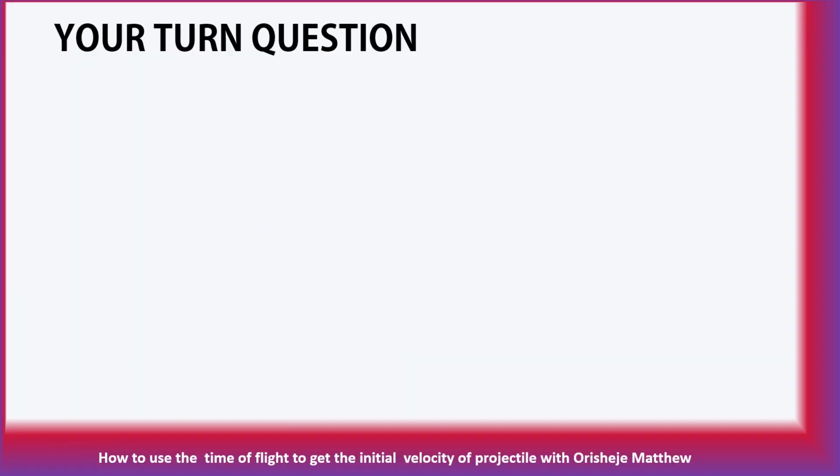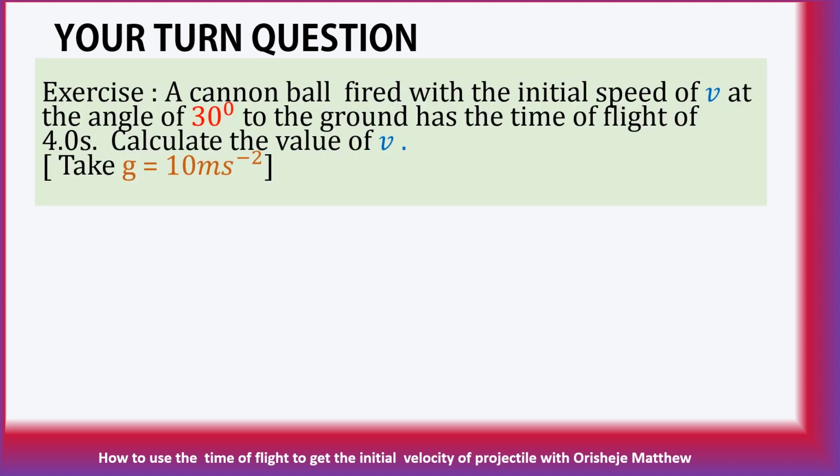Now your turn question. A cannonball fired with the initial speed of v at the angle of 30 degrees to the ground had a time of flight of 4 seconds. Calculate the value of v. Take acceleration due to gravity as 10 meters per second square.